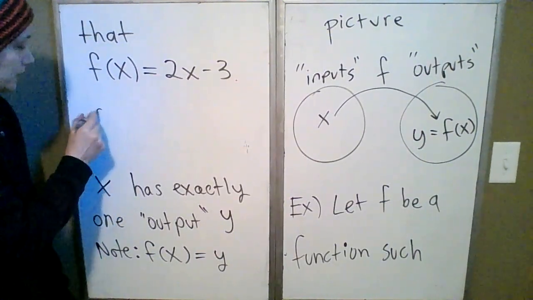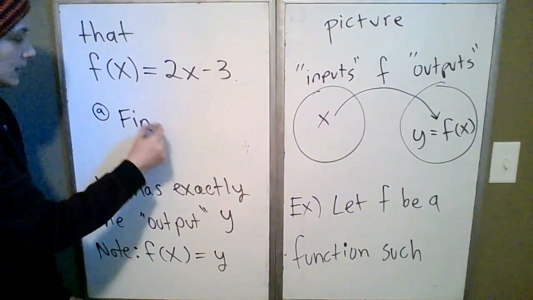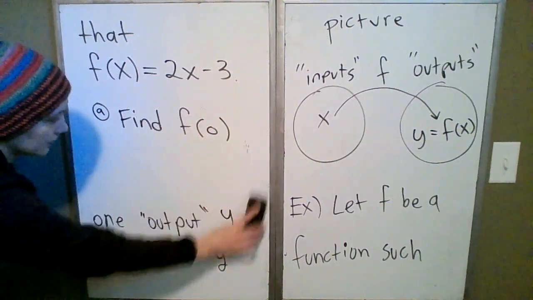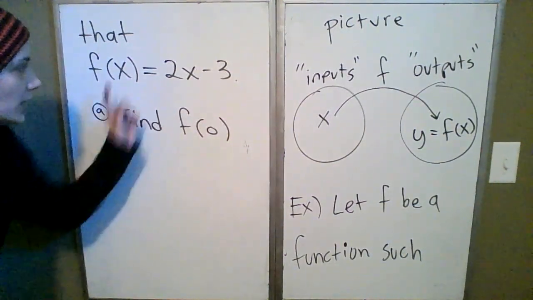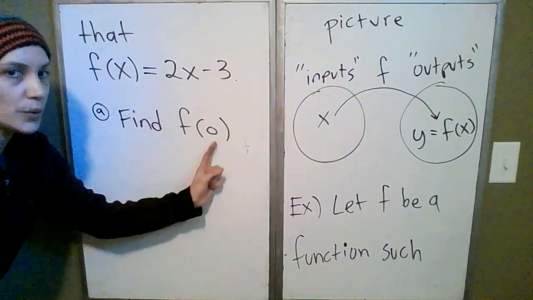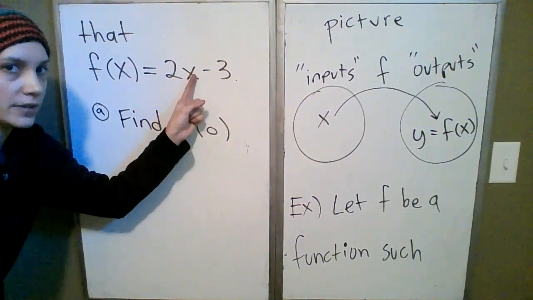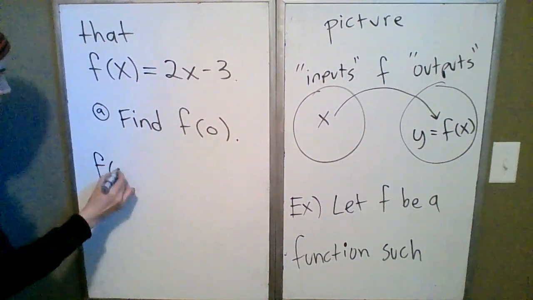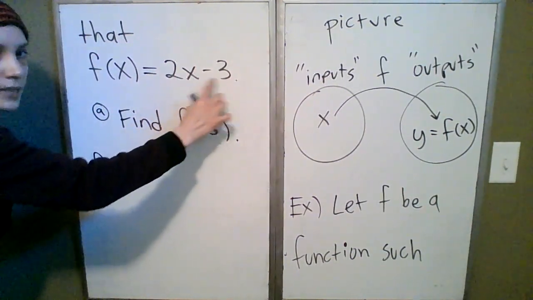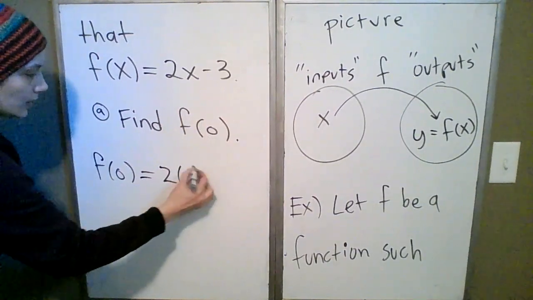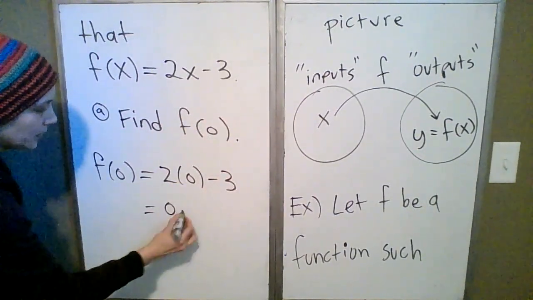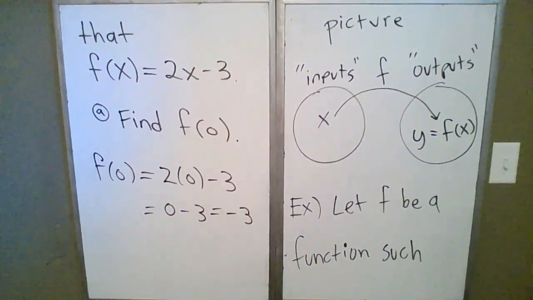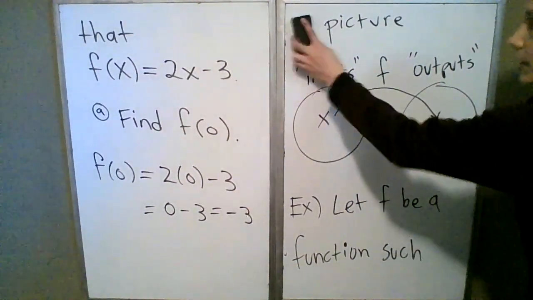So first part, find f of 0. Just notice that in place of x, you have a 0. So we're going to put a 0 right here for that value x. f of 0 is 2 times 0 minus 3, which would be 0 minus 3 or negative 3. Okay, so that's the answer.